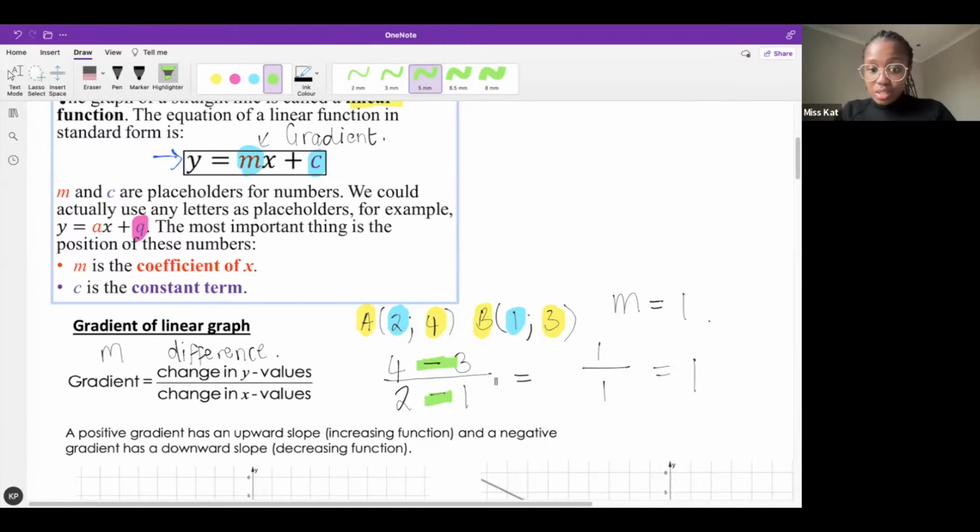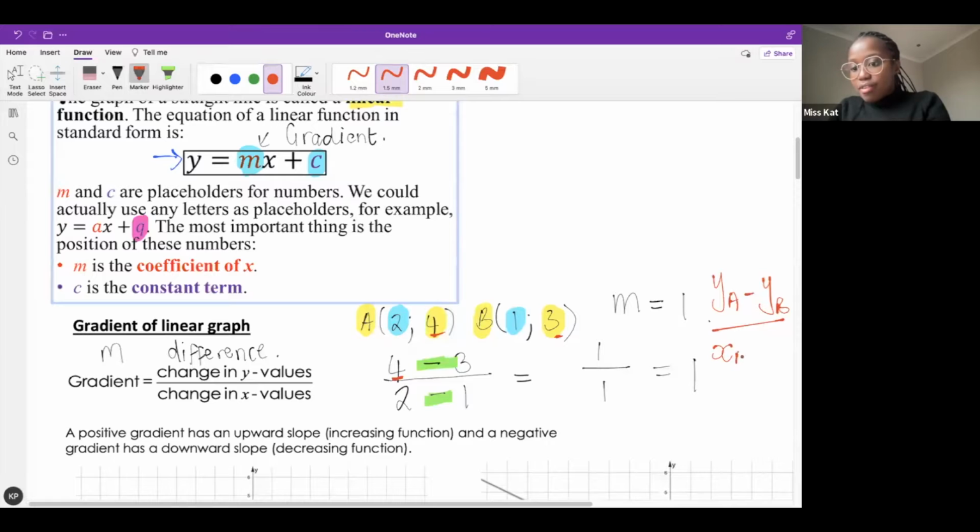So let's check if we did the right thing here. Difference means Y value number 1, which we established is 4. Do you agree? Mm-hmm. 4 difference, which is subtract, and Y value number 2 is 3. So Y minus Y. It's like the Y of A minus the Y of B. Do you see? Yes, ma'am. Over the X of A minus the X of B.